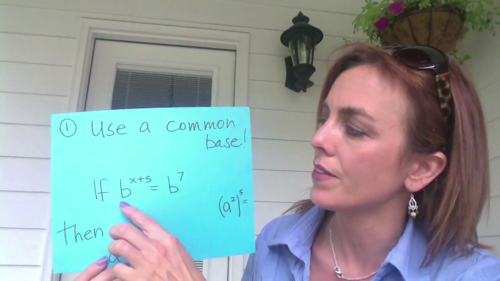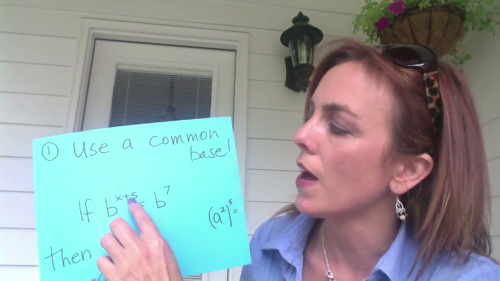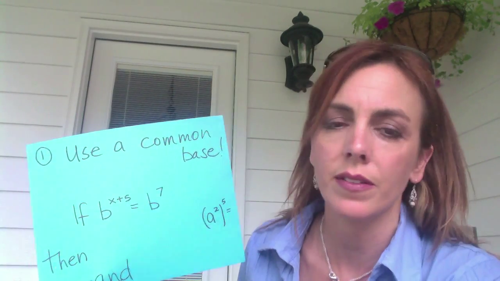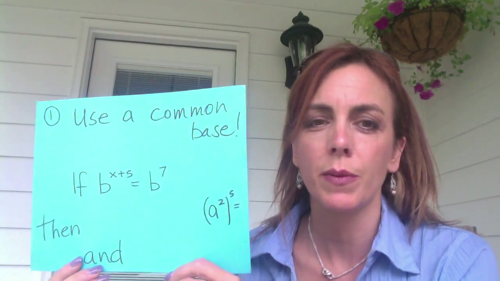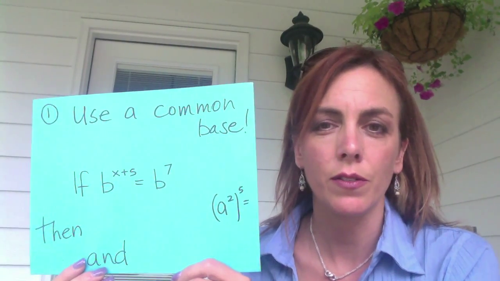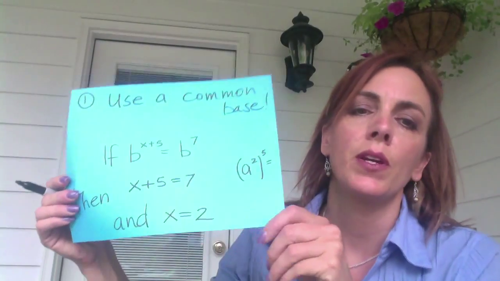Let's say I have this equation: b raised to the x plus 5 power is equal to b raised to the 7th power. Well, what can we say if we know that much to be true? We know that those exponents are the same. So we can just say, if that is true, then x plus 5 is equal to 7, and that makes it very easy to determine that x is equal to 2.